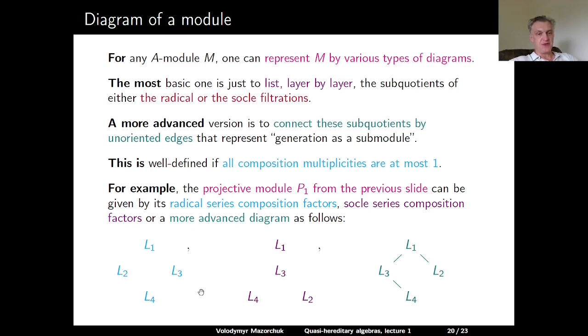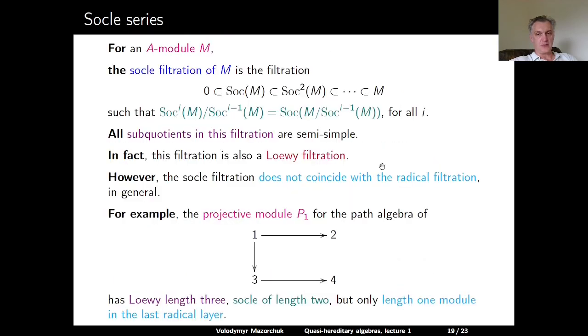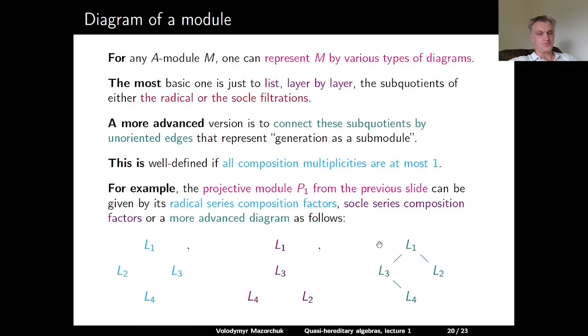Here is the radical series composition factors. So the top layer starts with the composition factor L1, then at the second layer we have L2 and L3, and at the bottom layer we have L4. If you look at our module, we have L1 here at the top, 2 and 3 in the second layer, and 4 at the bottom.